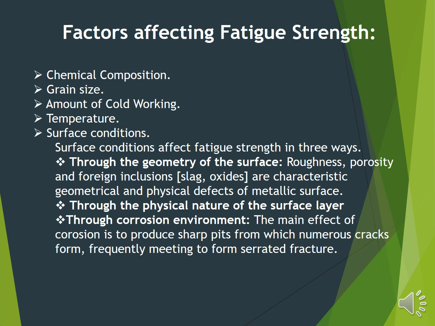Now, surface conditions affect fatigue strength in three ways. Through the geometry of the surface, that means the surface roughness, the surface's porosity, and foreign inclusions like slag, oxide, oxidation. These are the characteristic geometrical and physical defects of the metallic surface. That's the first one. Through the physical nature of the surface layers also, the cracks, the damage and all. Now the third one is through corrosion due to environment. The main effect of the corrosion is to produce sharp pits from which numerous cracks form, frequently meeting to form the serrated fracture.